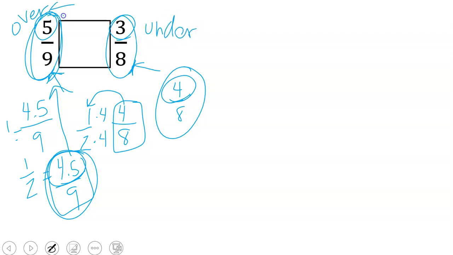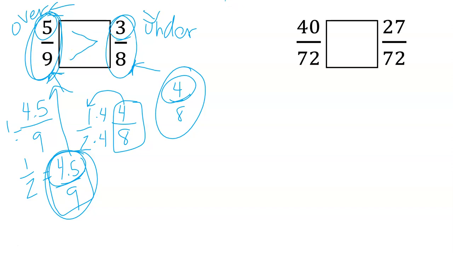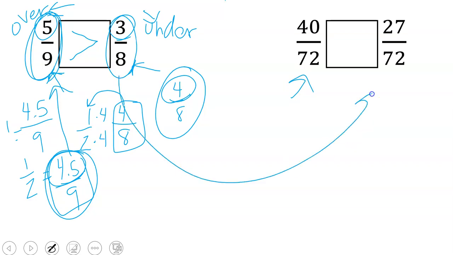So if this is over a half and this is under a half, then we know that 5 ninths is greater than 3/8. And again, if you're unsure, the method you can always use is get a common denominator. And so I went ahead and changed 5 ninths to 40/72, and 3/8 I changed to 27/72. And so 40 of those would be greater than 27 of those. So I got the same answer. And that was actually our last example.